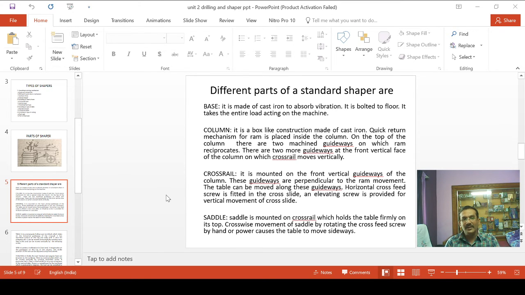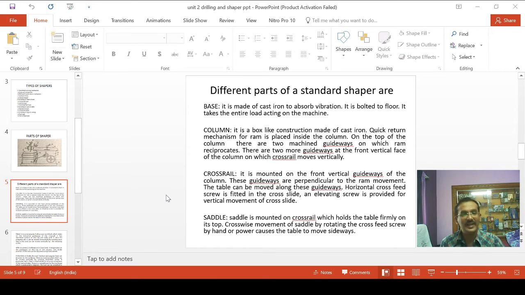Next one is the cross rail. The cross rail is mounted on the front vertical guideways of the column. These guideways are perpendicular to the ram movement. The table can be moved along these guideways. A horizontal cross feed screw is fitted in the cross slide. An elevating screw is provided for vertical movement of the cross slide.